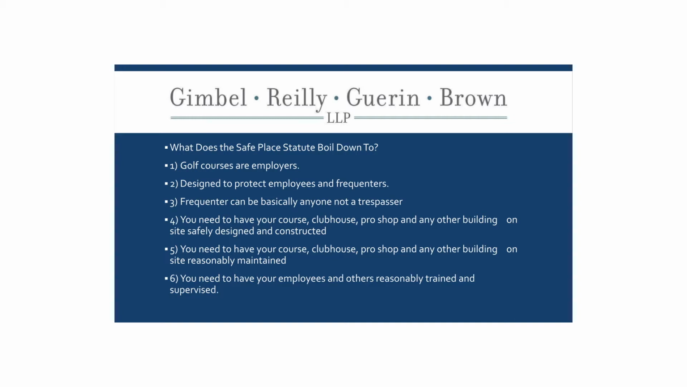What does that mean? It subjects you to an additional cause of action if there's an injury on your property. Somebody slips and falls because the sidewalk wasn't snow plowed correctly or snow blown correctly. You can be sued for a negligence claim. You can be sued for a safe place claim. The safe place claim essentially provides additional liability because employers are required to provide a safe place for all their frequenters and employees. What are frequenters?